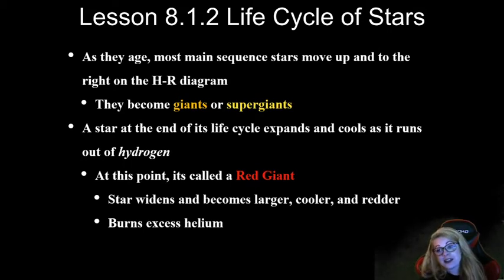A star at the end of its life cycle will eventually expand and cool as it runs out of hydrogen gas. And at this point, we call it a red giant. The star at this point, as a red giant, widens and becomes larger, cooler, and redder. Remember, blue is for more hot stars, so it's becoming a red giant now because it's becoming cooler and more red, because it's burning excess helium and running out of hydrogen gas.